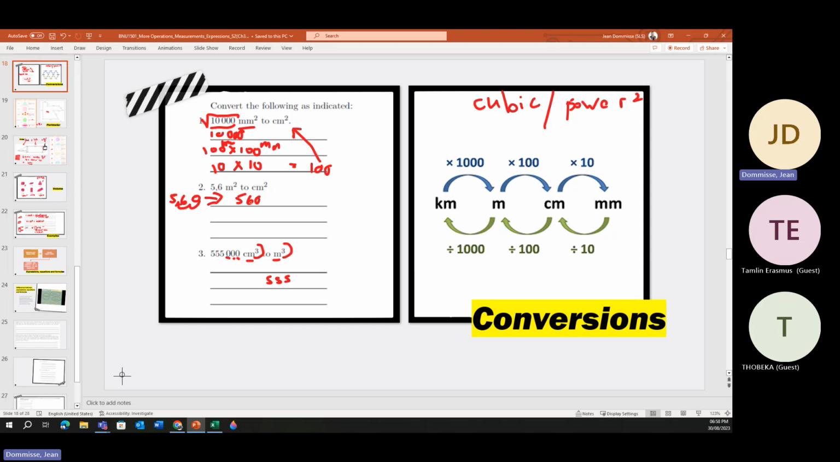So very important when we work with cubic and to the power of 2. So area and volumes, we need to remember that with the 3 it was a number times 3, and with the 2 it was a number times 2. So very important when we do those conversions. Does it make sense, those type of conversions?